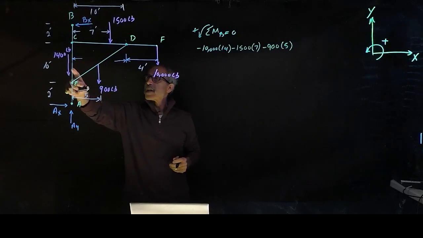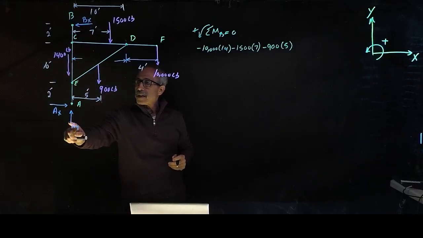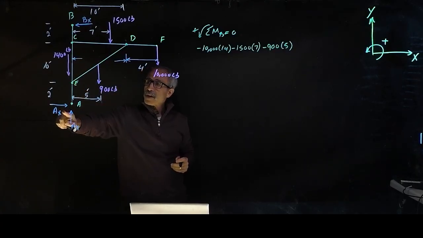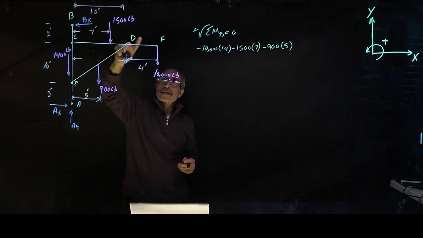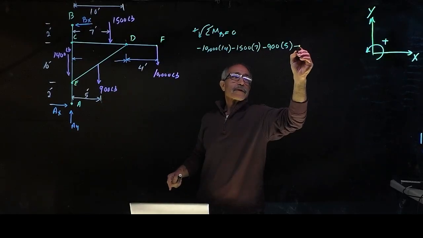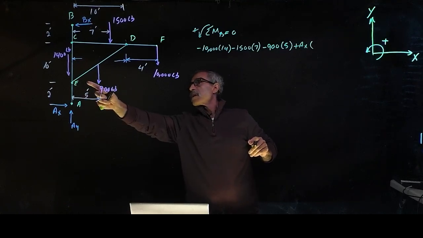AY cannot create a moment about B, because it's on the same line of action, right on top of it. So the only thing I have is the AX, and AX is going counterclockwise, which is positive. So it's plus AX, and that's going to be 14 feet.